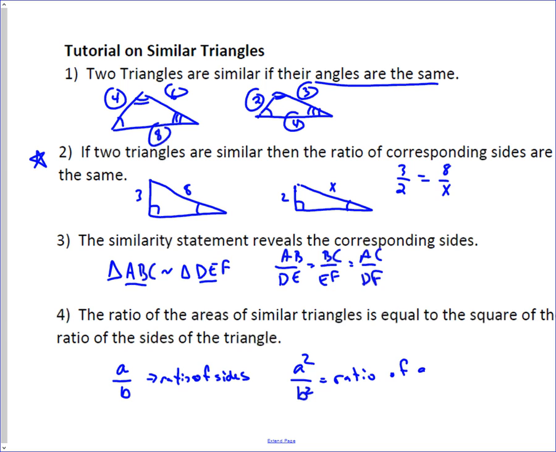If you're given the ratio of the areas, you take the square root of that, and that gives you the ratio of the sides. So for instance, if you have a problem where the ratio of the sides is 2 to 3, that means the ratio of their areas is 4 to 9. And then you need to use those ratios to help you solve the problem.